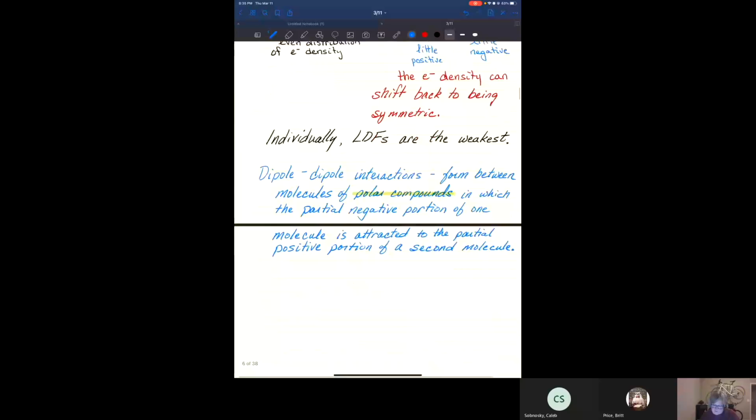So we've got London dispersion forces, we've got dipole-dipole interactions, and then the third one are called HB interactions. Now, your book and your lab gives them their full name.